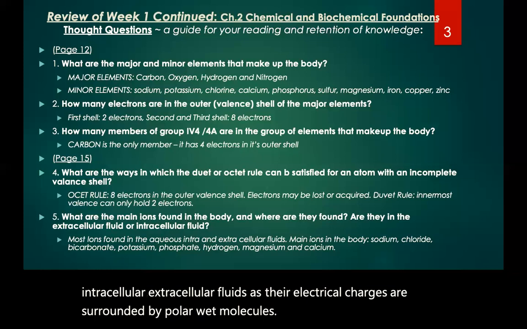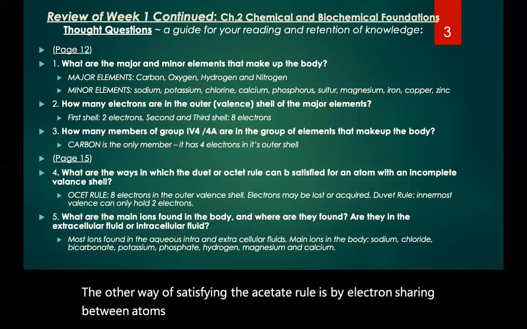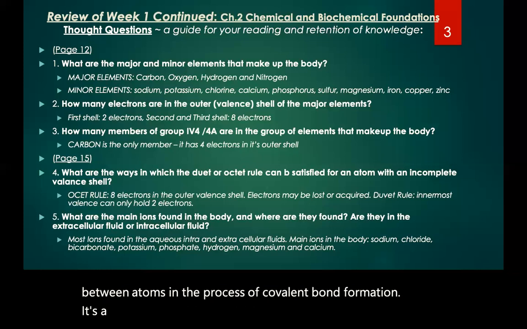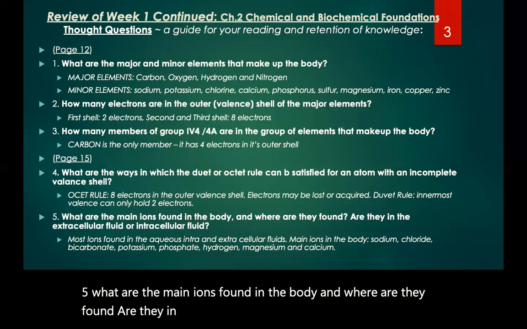The other way of satisfying the octet rule is by electron sharing between atoms in the process of covalent bond formation. That's a lot. Number 5, what are the main ions found in the body and where are they found? Are they in the extracellular fluid or intracellular fluid?